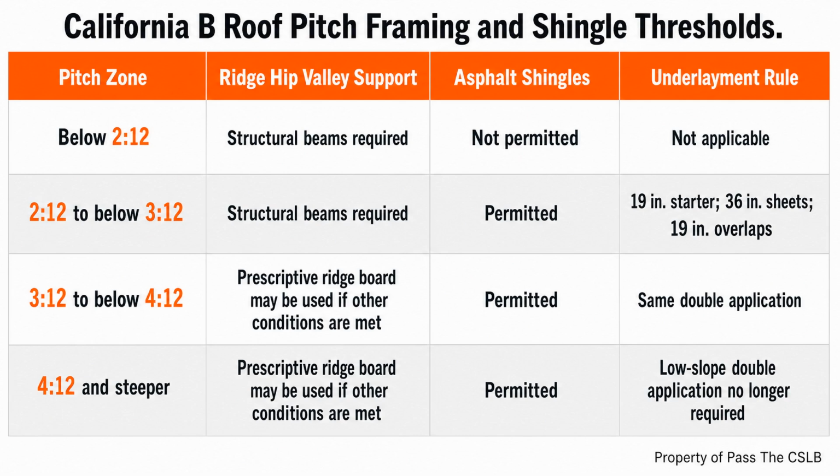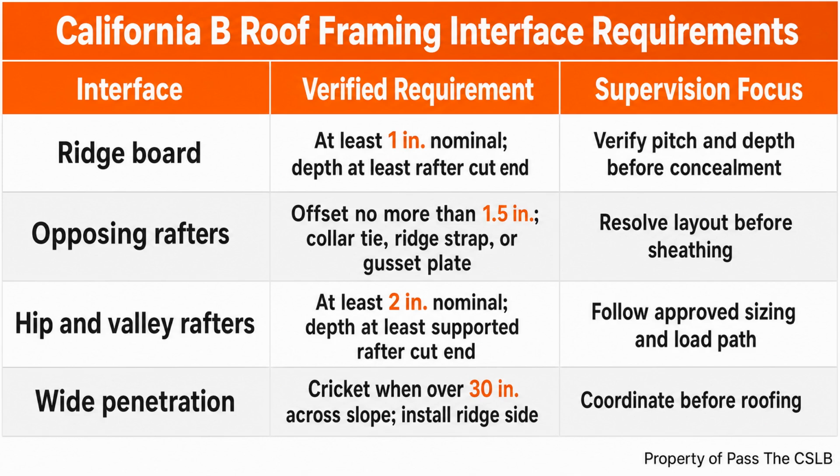framing provisions and plans. Hip and valley rafters carry intersecting roof framing, so the code details are different from a casual filler board. They must be at least 2 inch nominal thickness and cannot be shallower than the cut end of the rafters they support. I am not sizing the member from that minimum. I am checking that the basic interface is not obviously undersized before the work is covered.